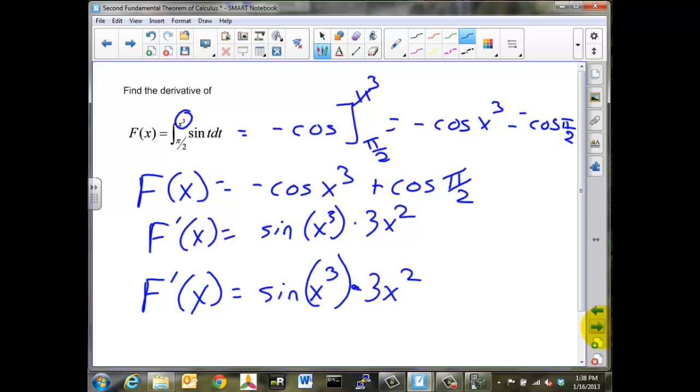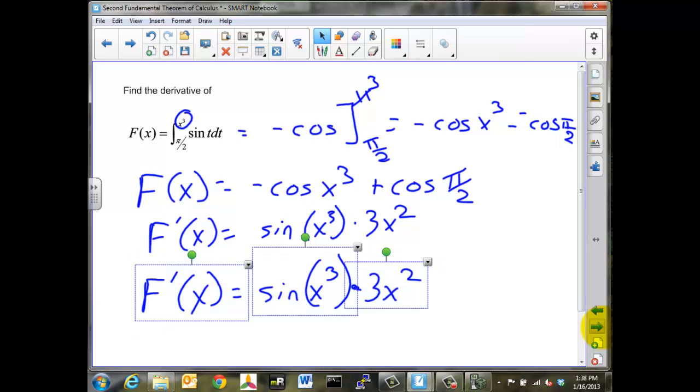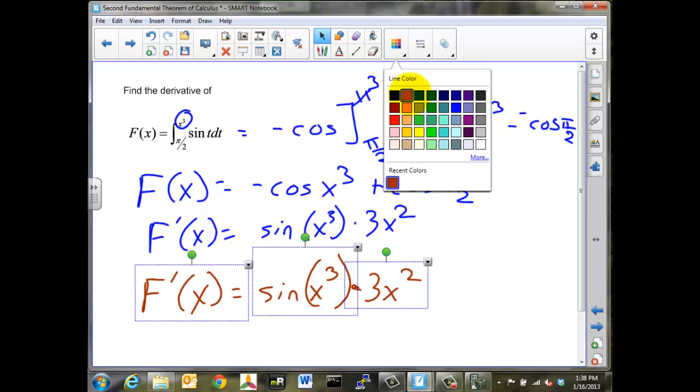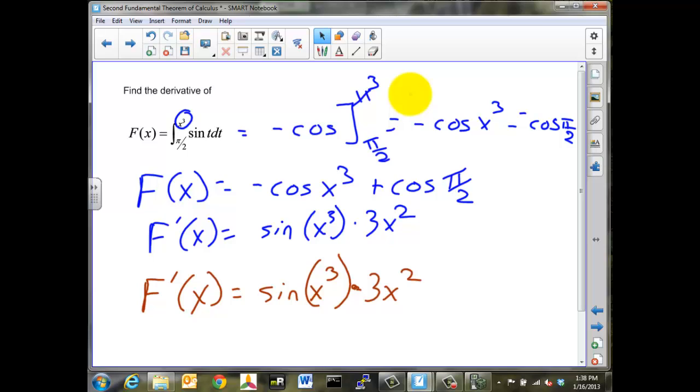So this, let's highlight these differently. How can I change that color? All right. The blue was done the long way. I integrated it, and then I took the derivative of it. The red down here is just using the second fundamental theorem of calculus. If we integrate this and then take the derivative, it's going to be the sine of x cubed, the function evaluated at that, times the derivative of that x cubed up there.